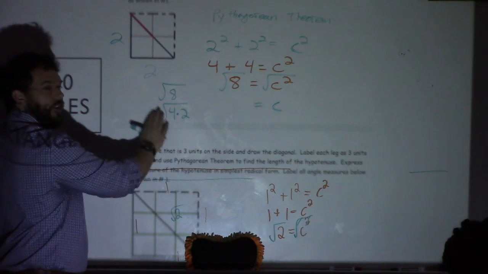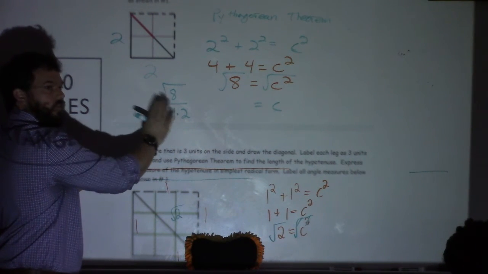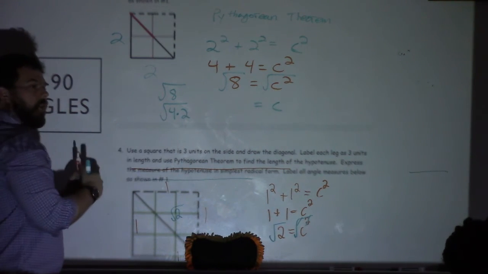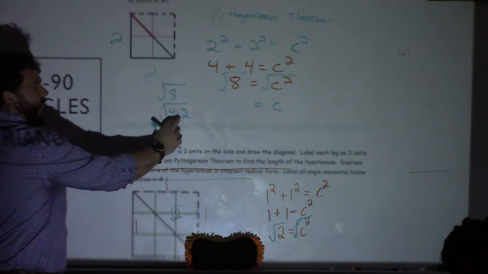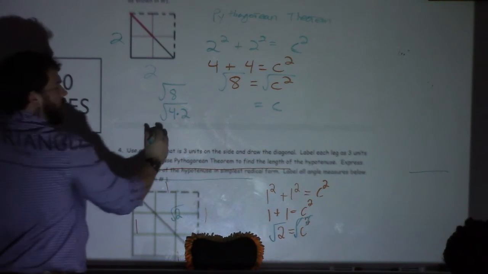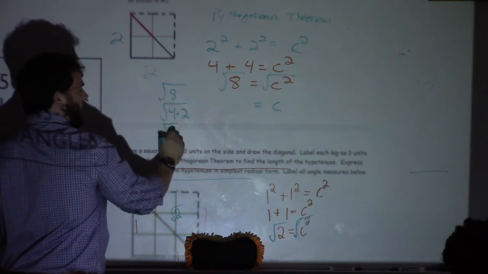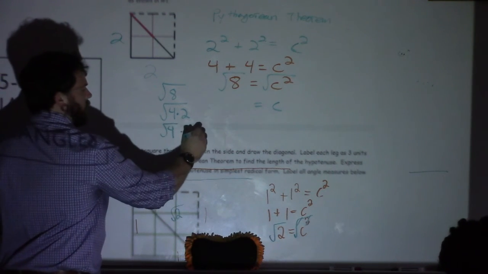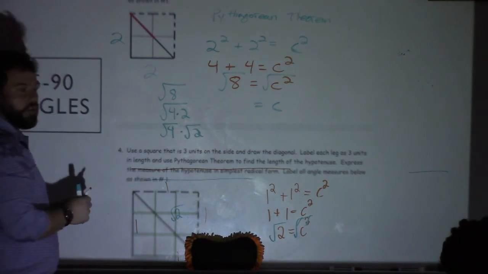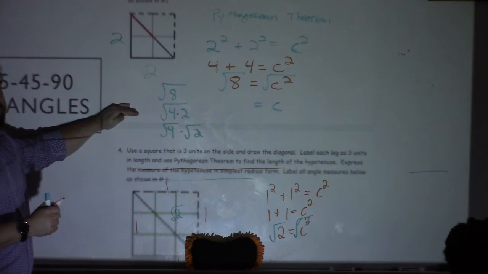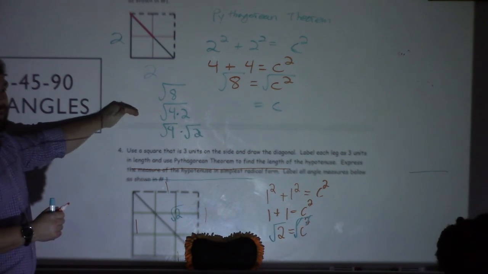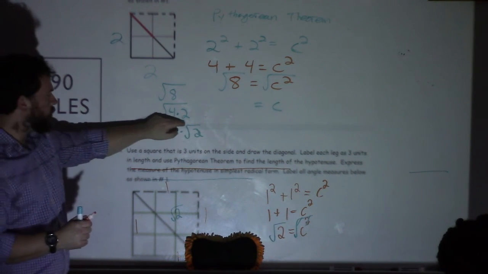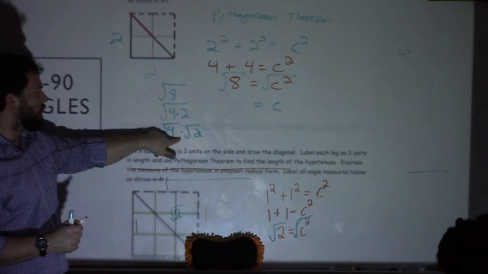So notice I didn't change anything, I just rewrote it. 8 is 4 times 2, isn't it? One of the properties of square roots is that when you have factors like this, you can split it up. So I can rewrite this as the square root of 4 times the square root of 2. This is a property that we don't have time to explain why it works, but I need you to hear me very clearly that when you have a square root with multiplication inside, you can split it up into the square root of 4 times the square root of 2.